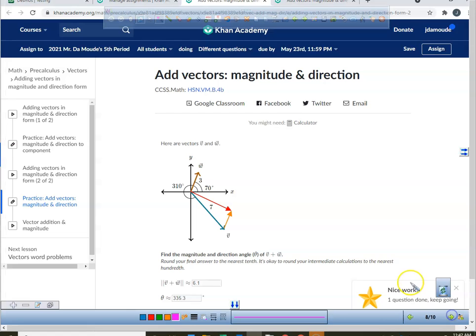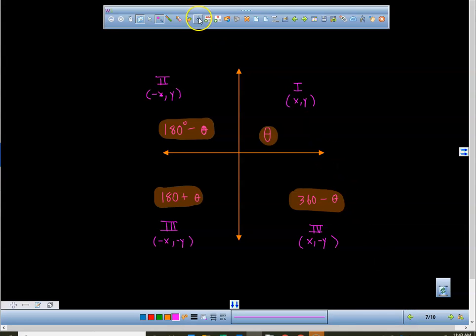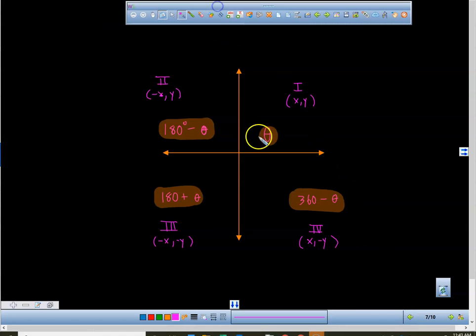Let me go back real quick to a super important chart. Where's my super important chart? There, oh, there it is. Right here. This is the chart that I want you to understand. This is what you need in your journal. If you're in quadrant 1, the answer is just theta. If you're in quadrant 2, whatever you get, take it away from 180. Quadrant 3, add 180. Quadrant 4, take it away from 360. That's your answer.